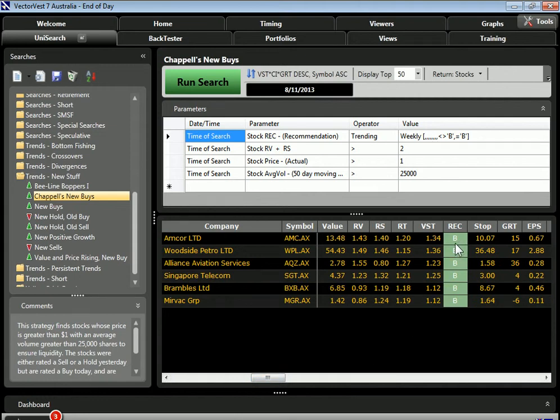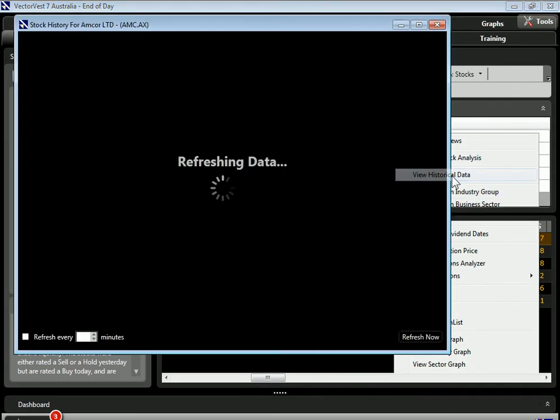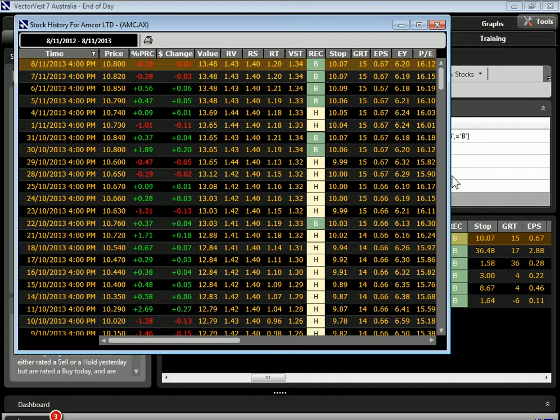If we want to compare that to not being a buy, we can simply right-click on the stock and view the historical data. Clearly we can see the buy mark today. And as we look at the prior Friday, we can see that we're working off of a hold. So it could have been a sell, but in this case, as long as it's not a buy, it fits the criteria.